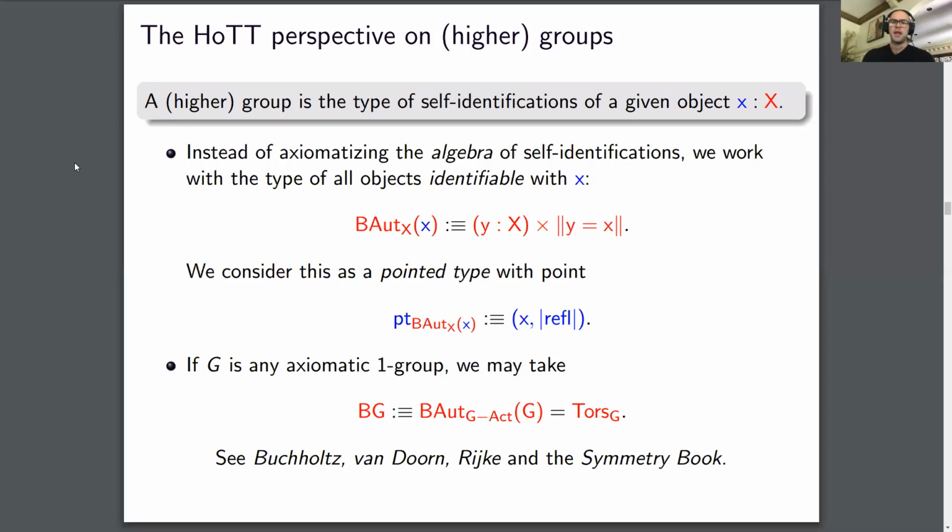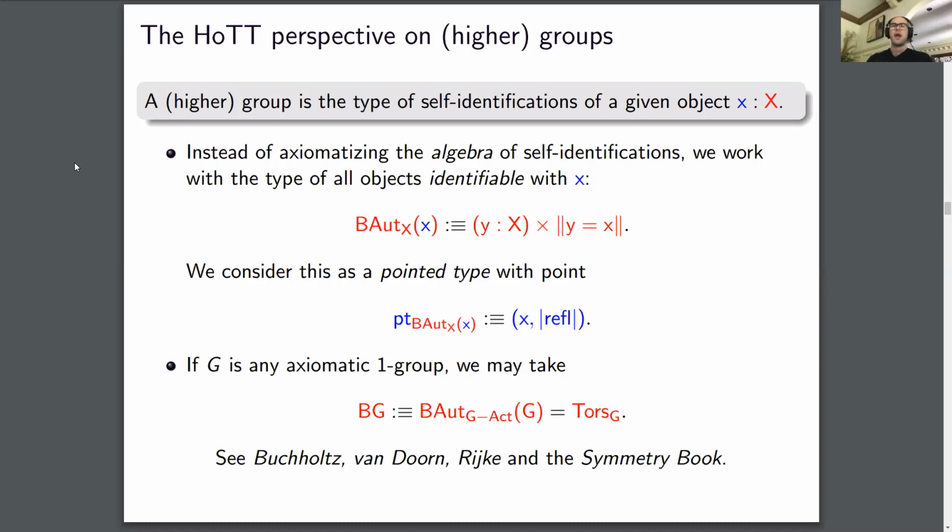So if G is any axiomatic one group, by which I mean a group where we actually have the structure, we can take BG, its delooping here, to be, so we can understand any group, we can solve this problem of finding it as the type of self-identifications by finding it as the self-identifications of itself considered as an action on itself, a left action. And so this is the type of torsors, actions which are identifiable with G acting on itself.